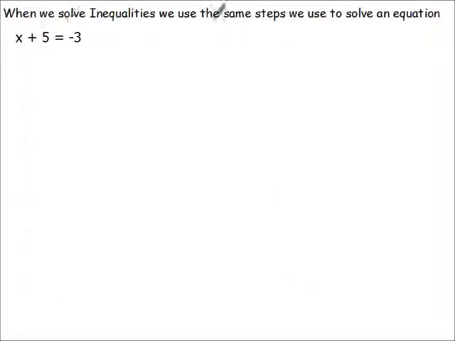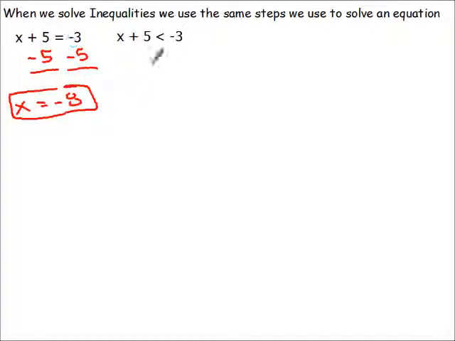Now, when we solve inequalities, we do the same steps as to solve an equation. If you're going to solve this equation, we want to isolate the variable, which is x. So I need to get rid of plus 5. In order to do that, I'm going to go minus 5 and minus 5. Negative 3 minus 5 gives me negative 8. Now if I had this inequality, I'm going to do the same thing. We still need to isolate the variable, so I'm going to subtract 5 from both sides, and now I get x is less than negative 8.